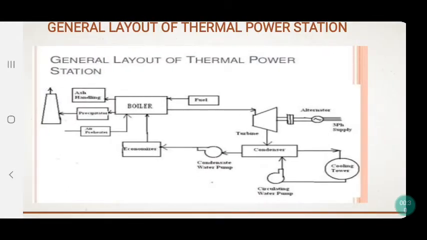So you must know what is meant by thermal power plant. The power plant in which the heat or the thermal energy is converted into electrical energy is called a thermal power plant. How is the heat generated here? In this plant, the main source is coal. So by using coal, we are generating the heat, and that heat is converted into electricity.